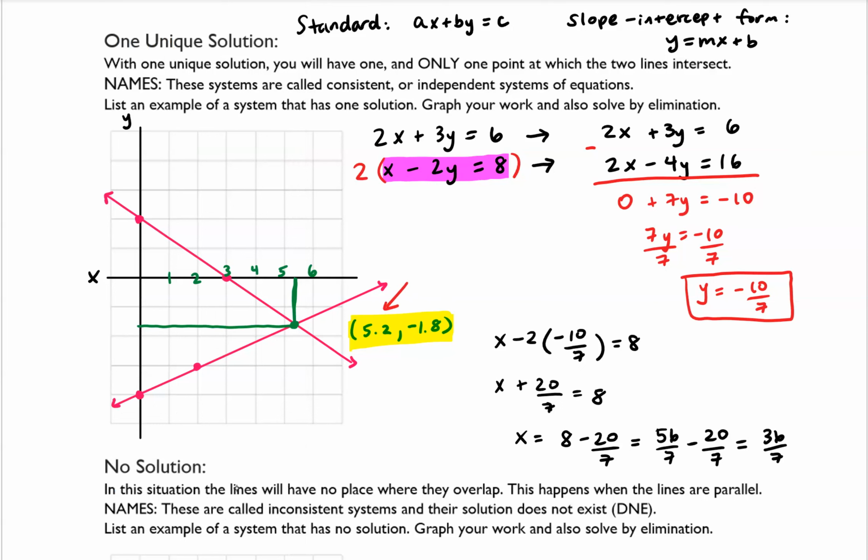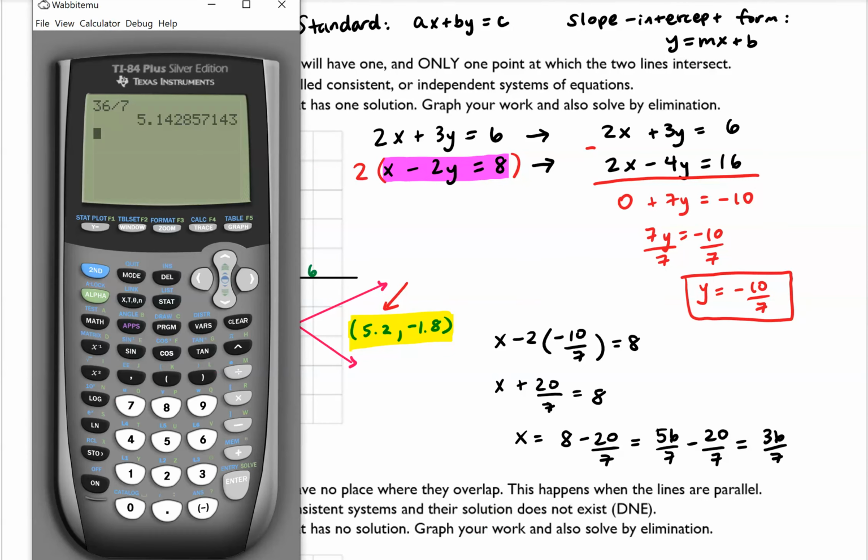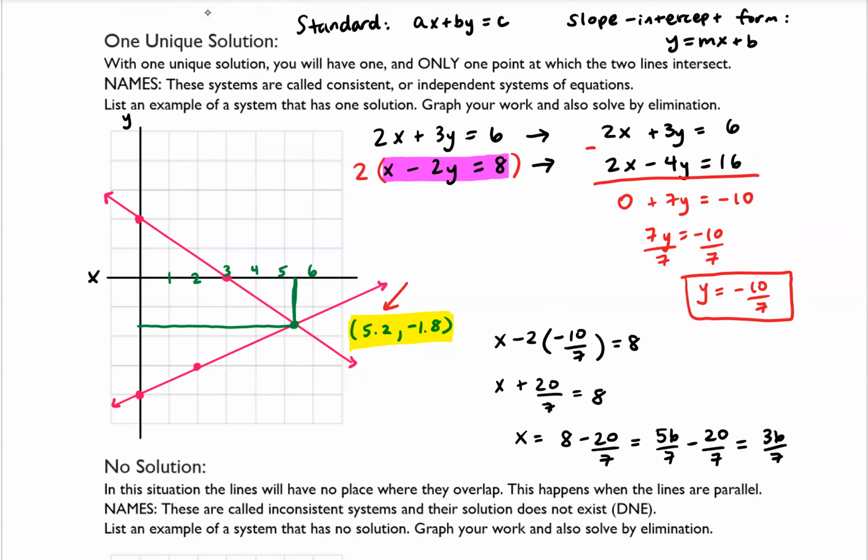It was 5.142, and I approximated it to be 5.2. So if you wanted to present your answer in an exact manner, then you could either say x equals 36 over 7 and y equals negative 10 over 7, or you could also present your solution as an ordered pair and say 36 over 7, comma, negative 10 over 7. And that is our answer to this system of equations.